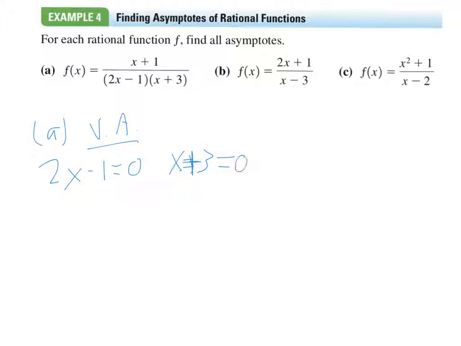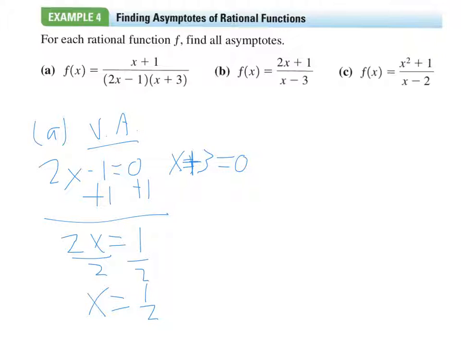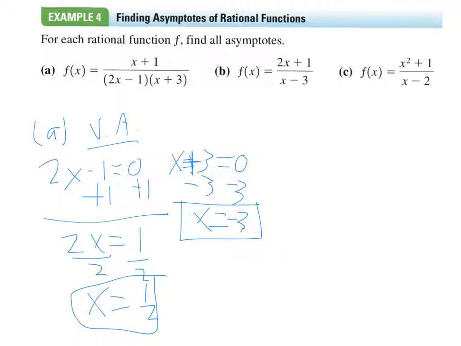is equal to 0. Now where 2x minus 1 is equal to 0, if you add 1, you have 2x is equal to 1, then divide by 2. You get a vertical asymptote at 1/2. And if you subtract 3 from both sides on this factor, you get that there's a vertical asymptote at x equals -3. So that's where the vertical asymptotes are located.